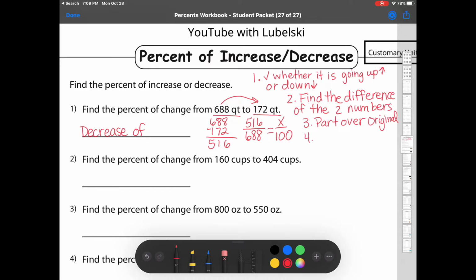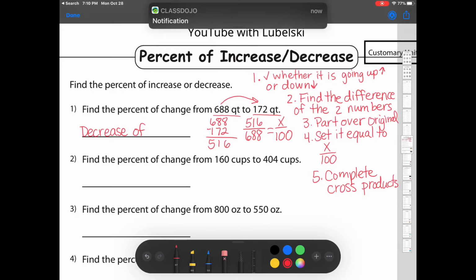So step four is setting it. So set it equal to x over 100. Step five, complete cross products. So those are our notes. Make sure that you take those because that's going to be walking you through step by step.